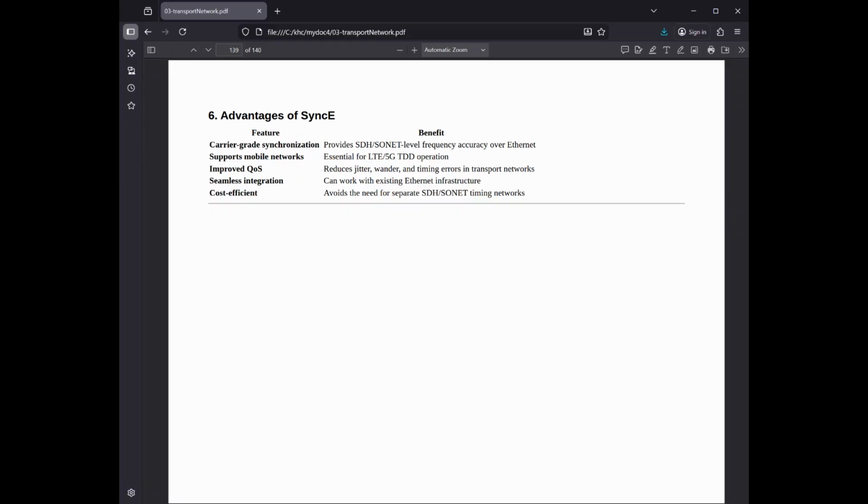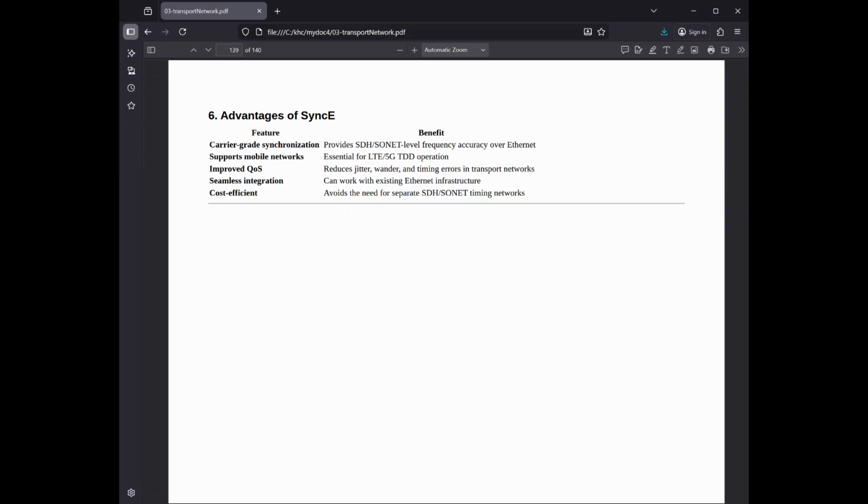While QoS usually refers to bandwidth, synchronization is a hidden layer of QoS. Reduced buffer slips. Without synchronization, a receiver's clock might run slightly faster or slower than the sender's. This causes buffer underflow or overflow, slips, which lead to audible clicks in voice calls or frame drops in video. SyncE eliminates these slips.